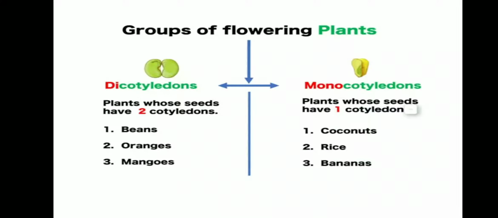So finally we have discussed the types of angiosperms. What are the types? Dicotyledon as well as monocotyledon. Monocotyledons are the plants whose seeds have only one cotyledon. Examples: coconut, rice and bananas. Dicotyledons have two cotyledons in the seed. Examples: beans, orange, mangoes.